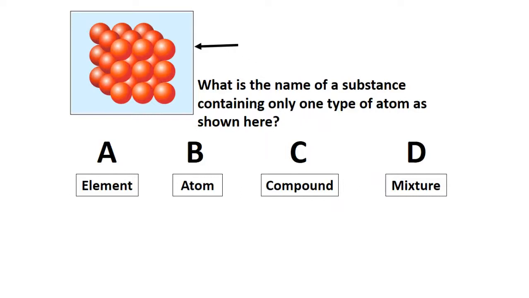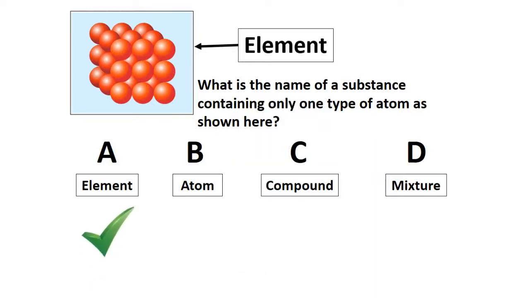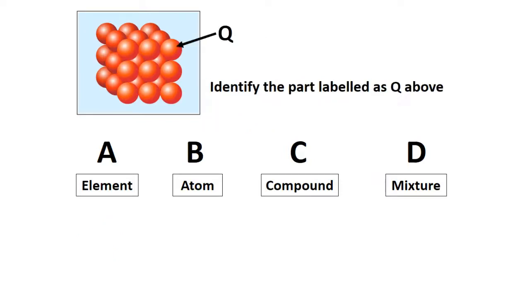What is the name of a substance containing only 1 type of atom, as shown in the diagram on the left-hand side? Thank you. The answer is an element, so you should have written down the letter A, an element. Let's look at the second question. You've got 10 seconds for this. Thank you. And we got the answer as an atom.